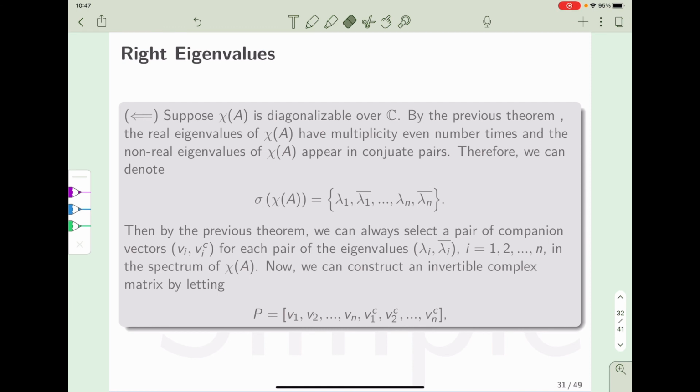Conversely, suppose that chi of A is diagonalizable. By our previous theorems, we know that its spectrum consists of those conjugate pairs. And now, not only do we want to find any random linearly independent eigenvectors, but also we want them to appear in pairs of companion vectors. Also, we would put them in this special order in order to construct our complex transition matrix so that we can recover the quaternion transition matrix later on.